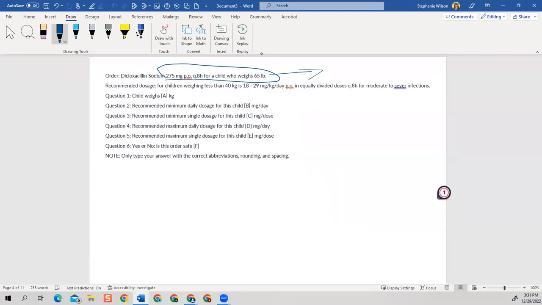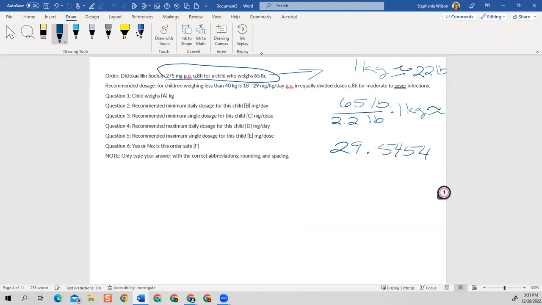So for every 1 kilogram, we know that it's approximately equal to 2.2 pounds. So that means I'm going to take this 65 pounds, divide it by 2.2. Okay. So I get 65 divided by 2.2. Well, that gives me 29.5454, and it repeats 5454.